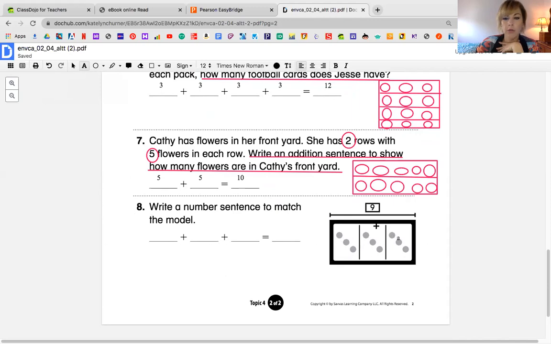Well, there's 3 here, and 3. So I have 3 plus 3 plus 3. It's a part whole model, right? So 3 plus 3, and in total I have 9. Okay?